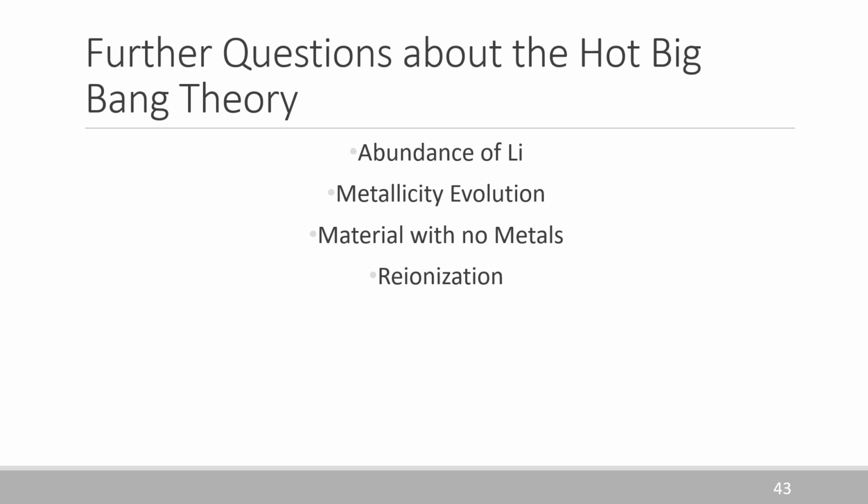One he talks about is the abundance predictions with the Big Bang. He notes that while eventually the hydrogen and helium abundances predicted by the Big Bang matched up with the observations, the abundance of lithium still does not match with observations. The predicted lithium abundances in the Big Bang theory are still 2 to 3 times greater than the observations.